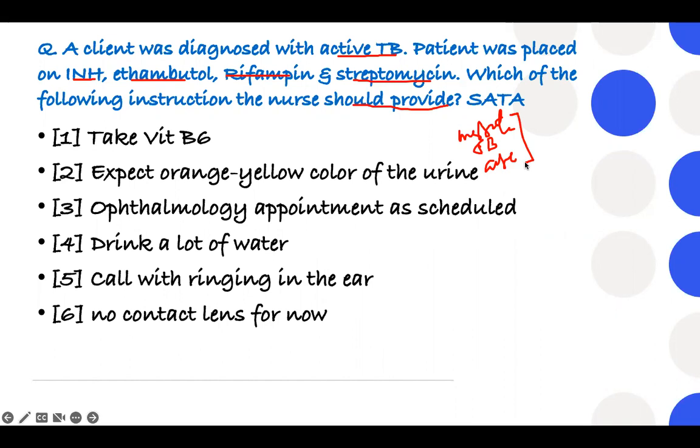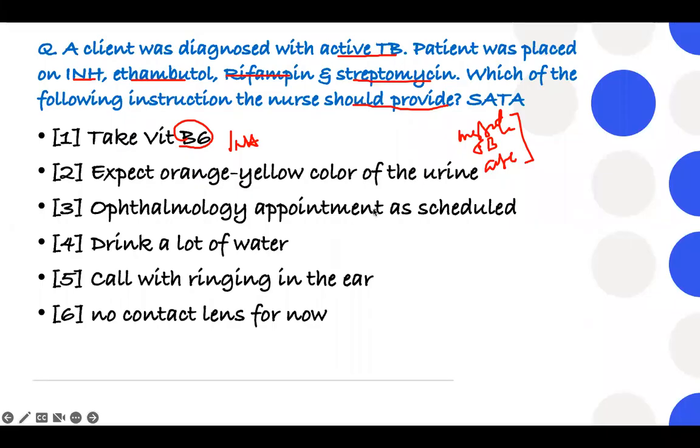We don't compare each question to the others. We're just using that information to answer one question answer at a time as much as possible. So take vitamin B6. Then you look at your keywords: active TB, 4 medications, and instruction. Why would you tell the patient to take vitamin B6? Then you remember isoniazid. You need to take B6 to prevent peripheral neuropathy. So that is the main reason why that teaching should be given to the patient.